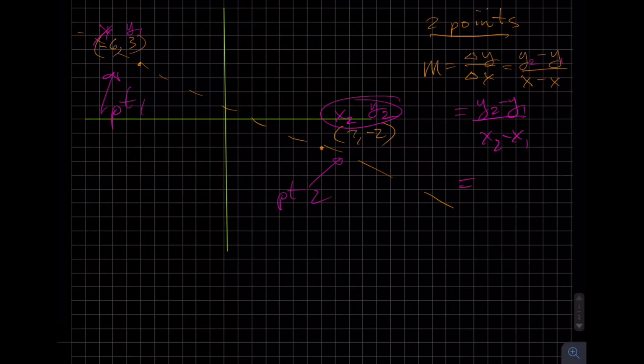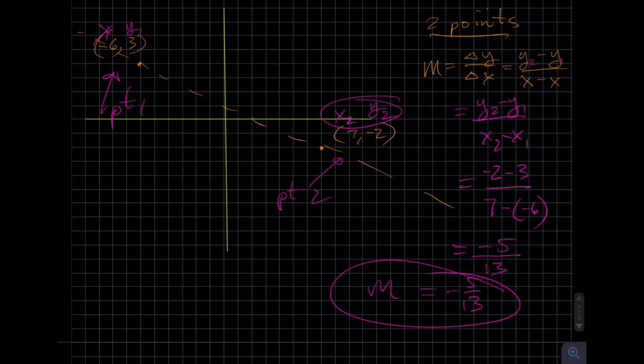And so my calculation becomes negative 2 minus 3 divided by 7 minus negative 6. And so the slope of that line is going to turn out to be negative 5 divided by 13. So I have a slope m of negative 5/13. That's the idea of slope.